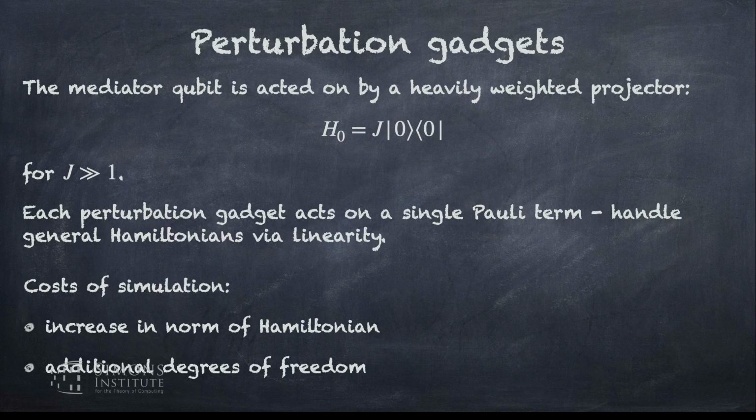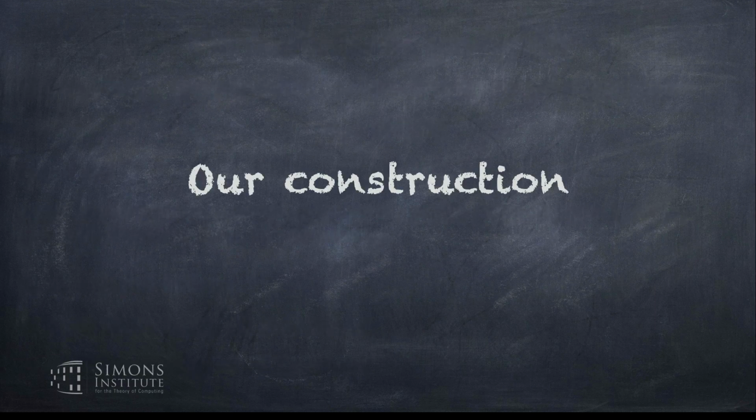Okay, so using these gadgets, you can provably show that you can simulate any Hamiltonian at all via a two-local Hamiltonian on a lattice that has a lot of symmetry. And the costs you pay for this are an increase in the norm of the Hamiltonian and additional degrees of freedom. So these mediator qubits are additional degrees of freedom we have to cope with. Okay, so that probably gives some insight into how our construction is going to work.